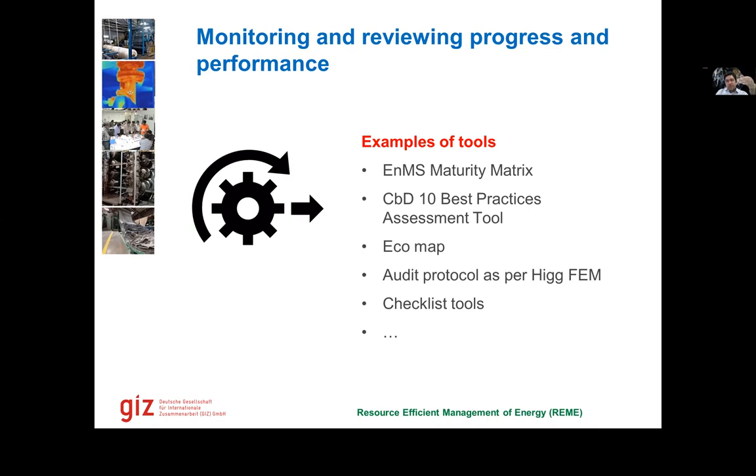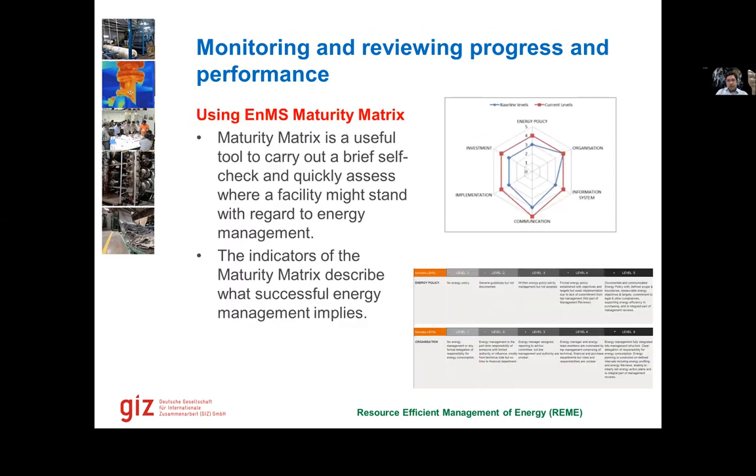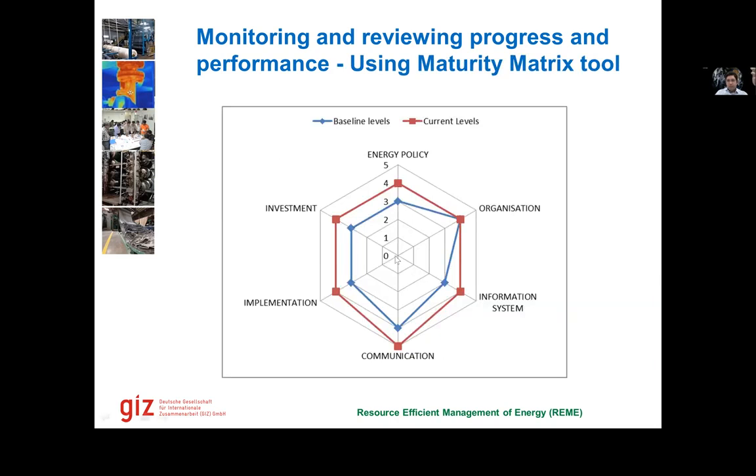You could use those checklists as well in the monitoring reports to see if they have done any improvement in those aspects or not. So for example, we could use the maturity matrix. We already have a baseline value with us, and we could plot the baseline and the current values on the same spider web diagram, and we can see in which areas the factory has shown improvement, in which areas the performance remains the same, and in which areas the performance has gone down. So this would give us a bit of a qualitative review of the energy management system.